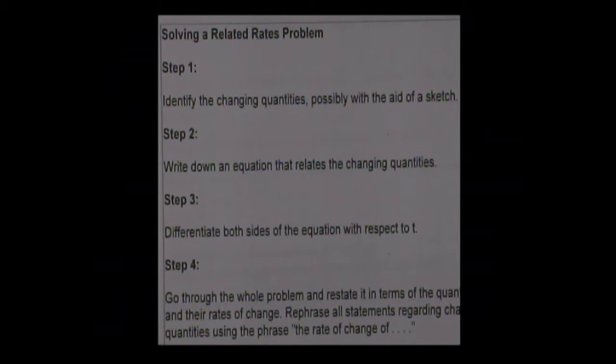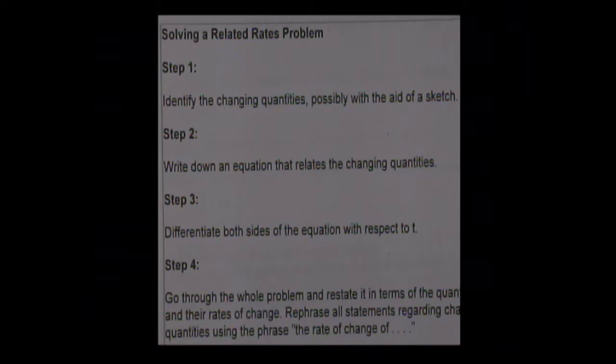Sometimes you want to draw a picture. Probably drawing a picture of a melting snowball would not have helped us a whole lot here. Then we write down an equation that relates those changing quantities. We differentiate both sides of the equation with respect to t.